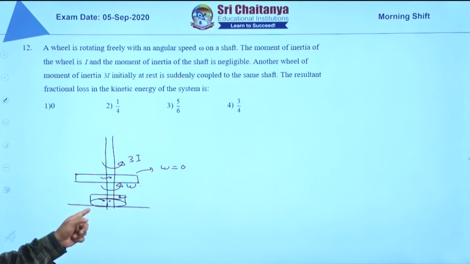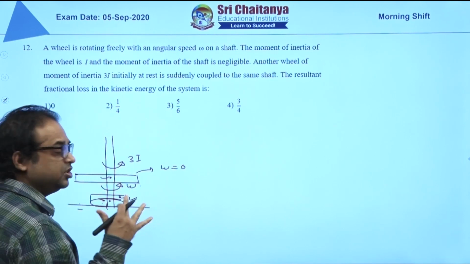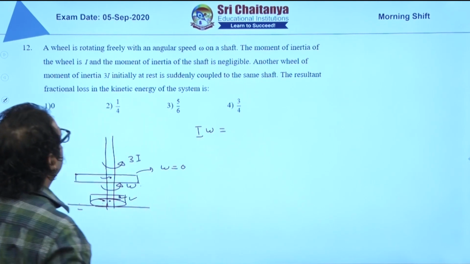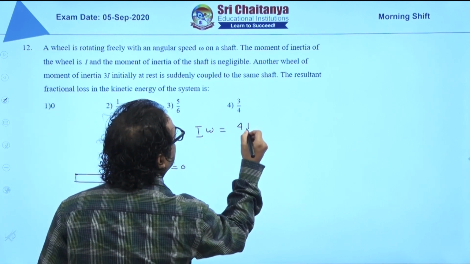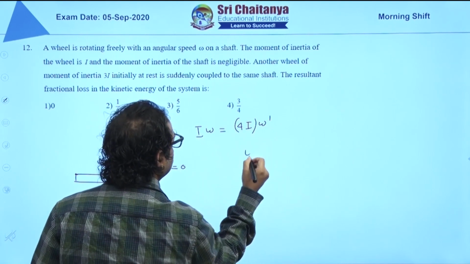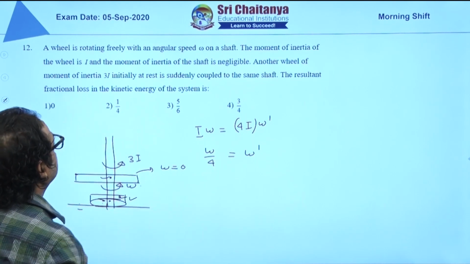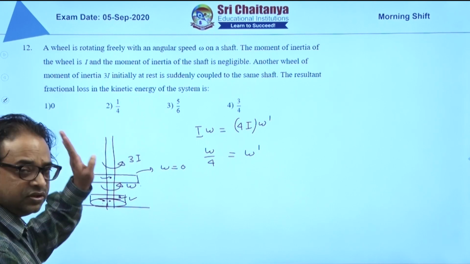Net external torque on the system is 0. So, momentum of the system is conserved. Angular momentum of the system is conserved. So, initial angular momentum is I into omega. Now total moment of inertia is 4I. So, 4I into omega dash. This is the new angular velocity. So, omega dash is nothing but omega upon 4. Now the question is the resultant fractional loss in kinetic energy of the system.